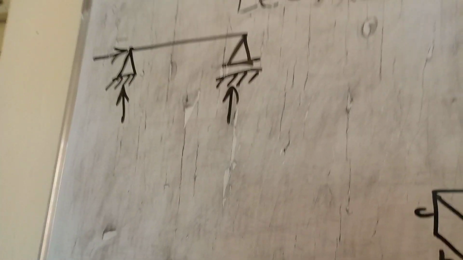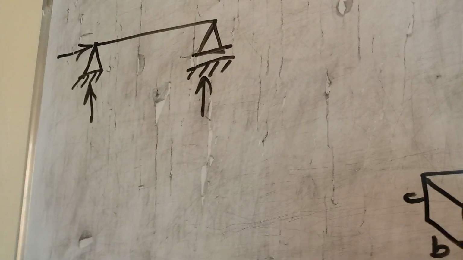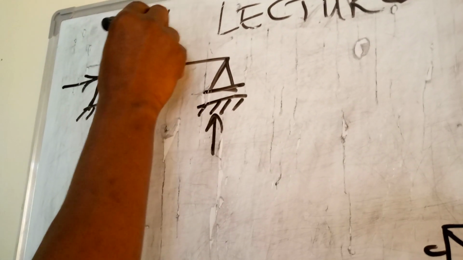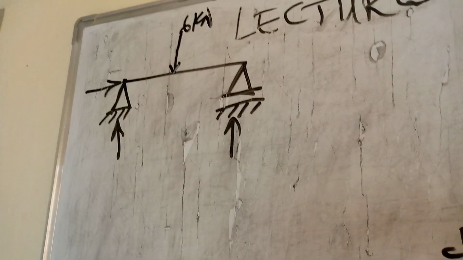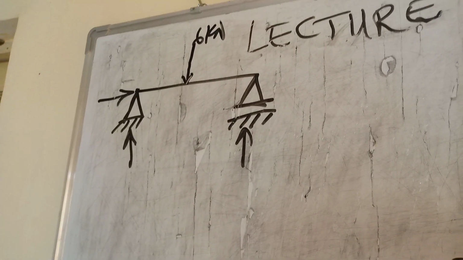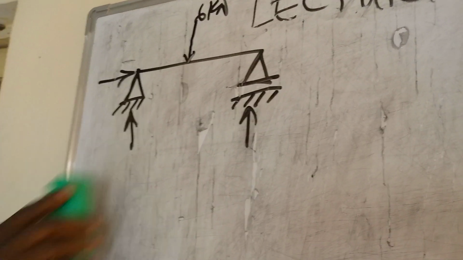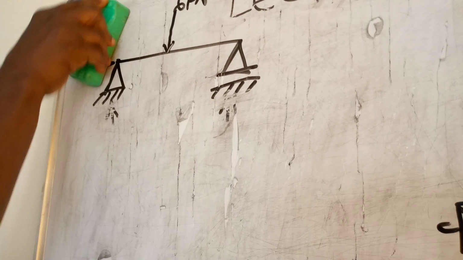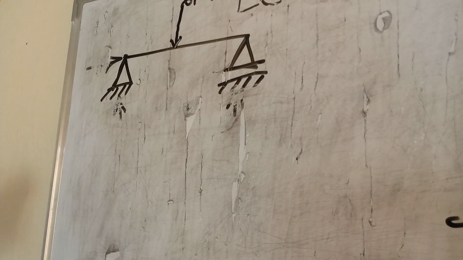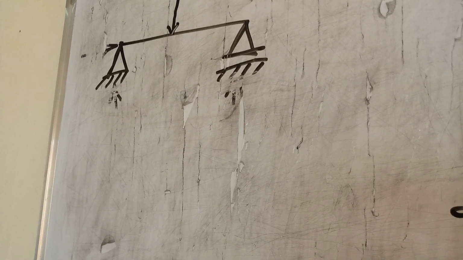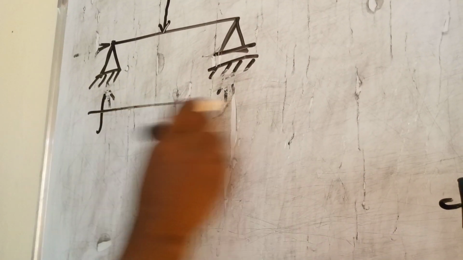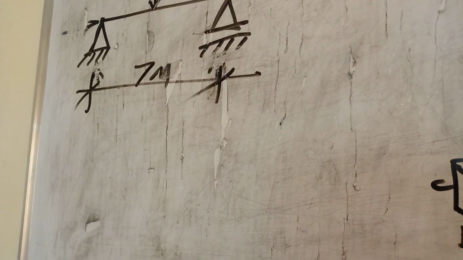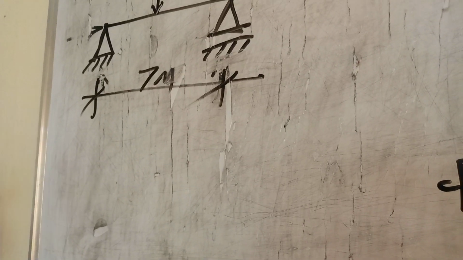Now, let's say we load this beam with a load in the middle here, let's say 6 kilonewtons. We have the span. I have shown the type of reactions available here. And the span is, let's say, 7 meters. The span is the distance between the two supports. The span is 7 meters.